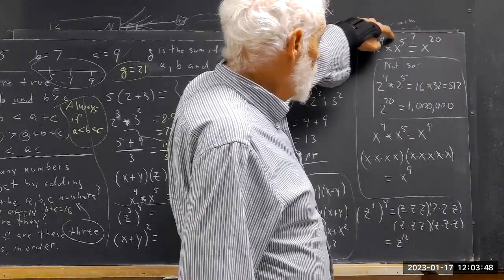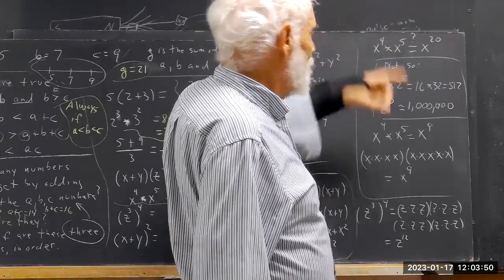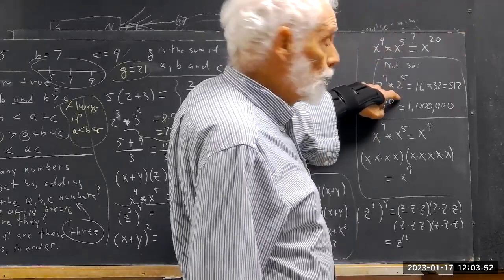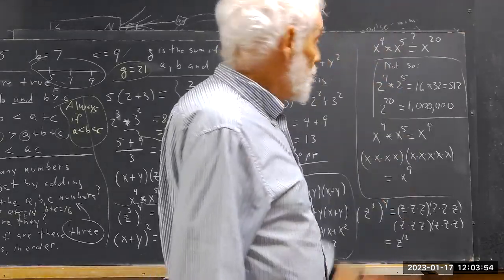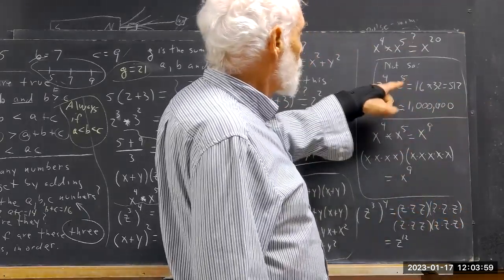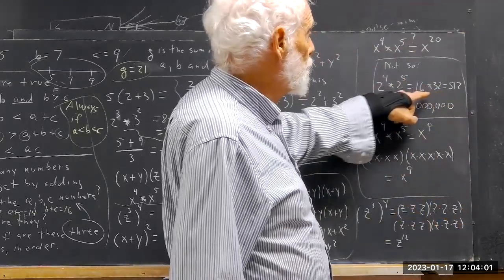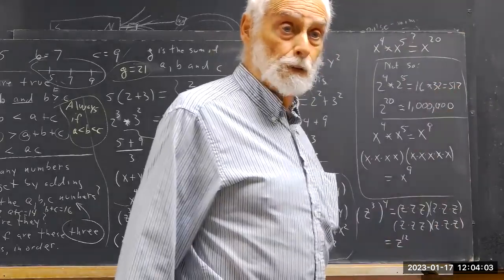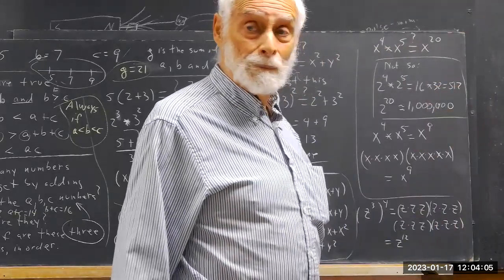So x to the 4th times x to the 5th is what? Well, use some simple numbers. 2 to the 4th times 2 to the 5th. 2 to the 4th, 16. 2 times 2, 2 times 2. Multiply by another 2, you're going to get 32. 16 times 32 is 512. Okay.